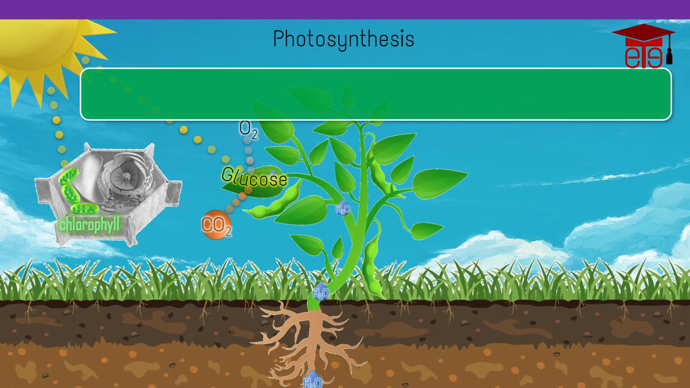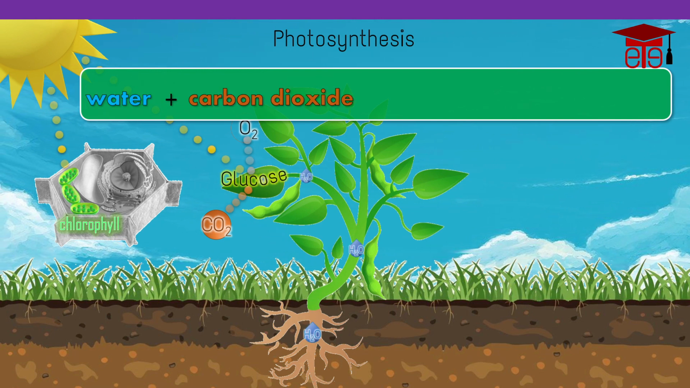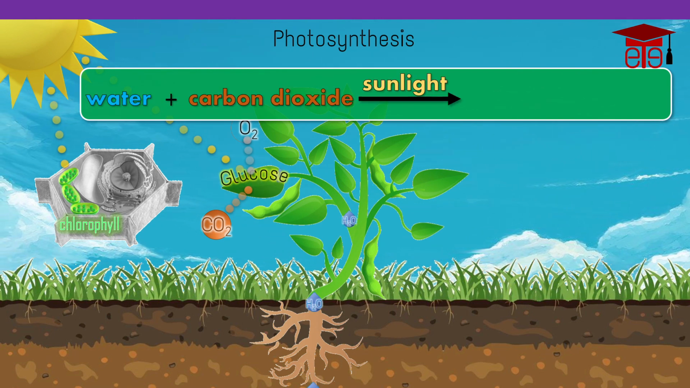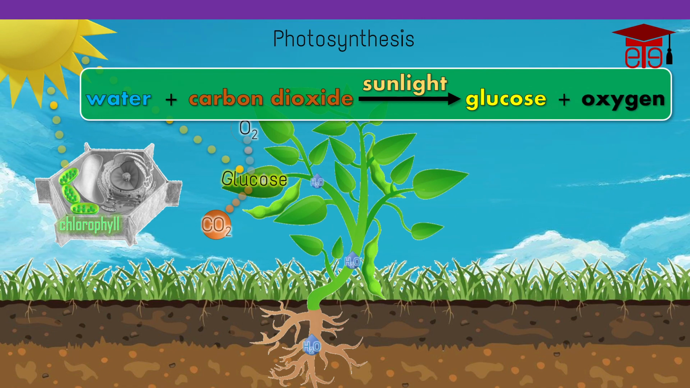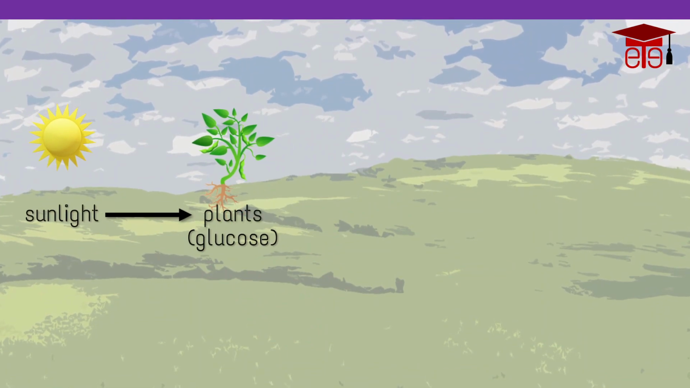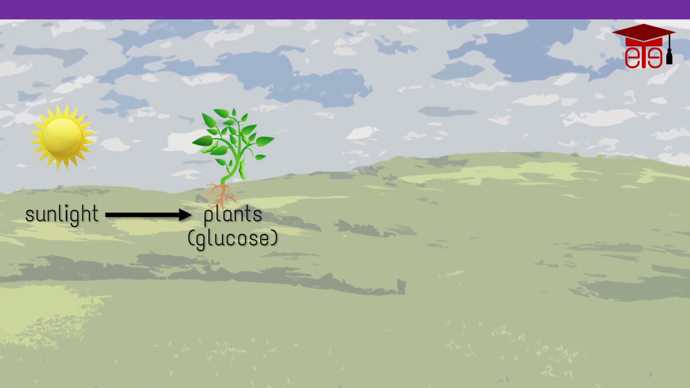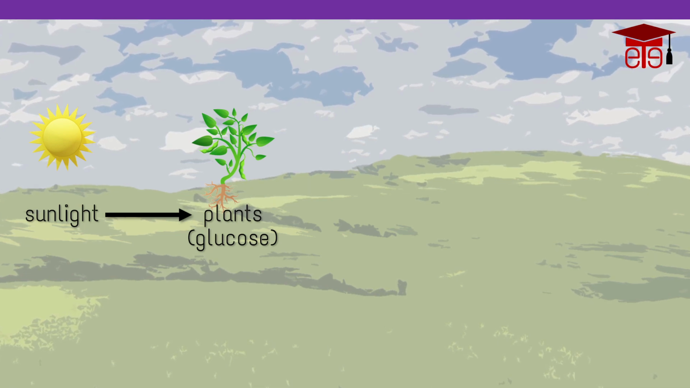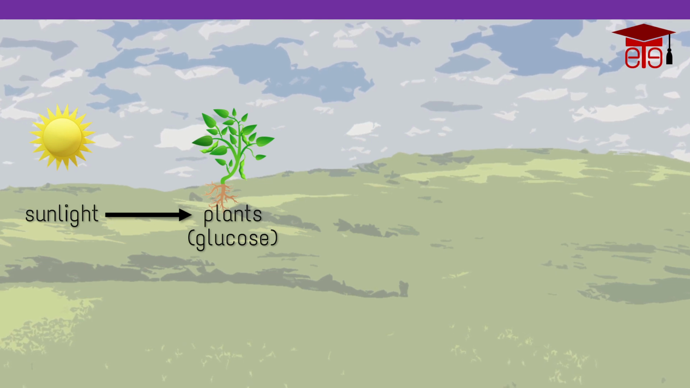We can write the word equation for photosynthesis like this: water plus carbon dioxide, in the presence of sunlight, equals glucose plus oxygen. In other words, plants use the energy in sunlight to make glucose and other carbohydrates. These carbohydrates contain some of the energy that was originally in the sunlight. Glucose is like a basic food that keeps plants alive.